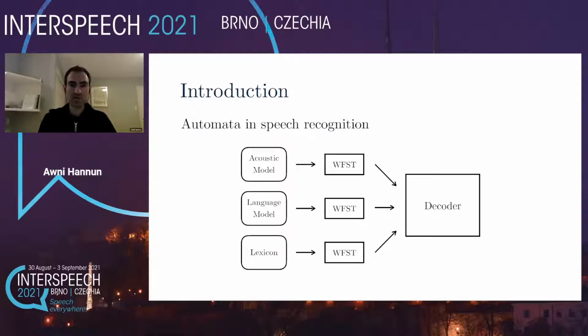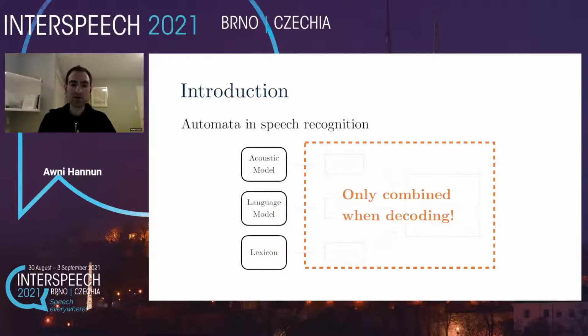In the past, automata have been and currently are used in speech recognition, and especially in production speech systems. The way that they're used is mostly at what we call decoding time. You train your different models. You have your acoustic model, you have your language model, you have your lexicon. All of these models are trained individually in isolation. And then their outputs are represented as WFSTs, as transducers, and combined in a decoder.